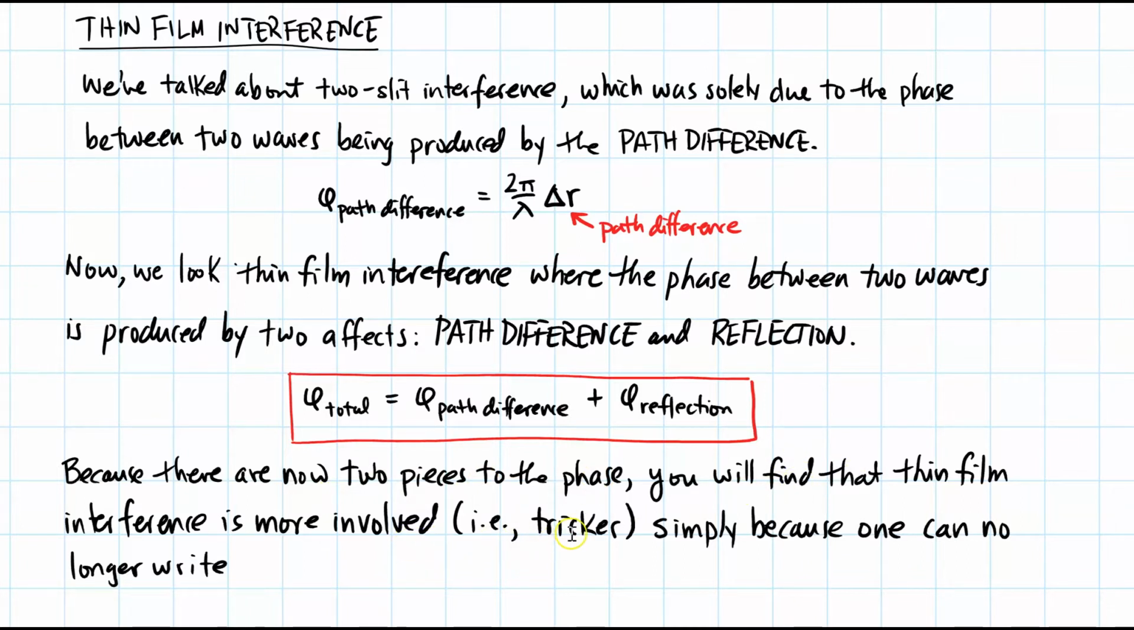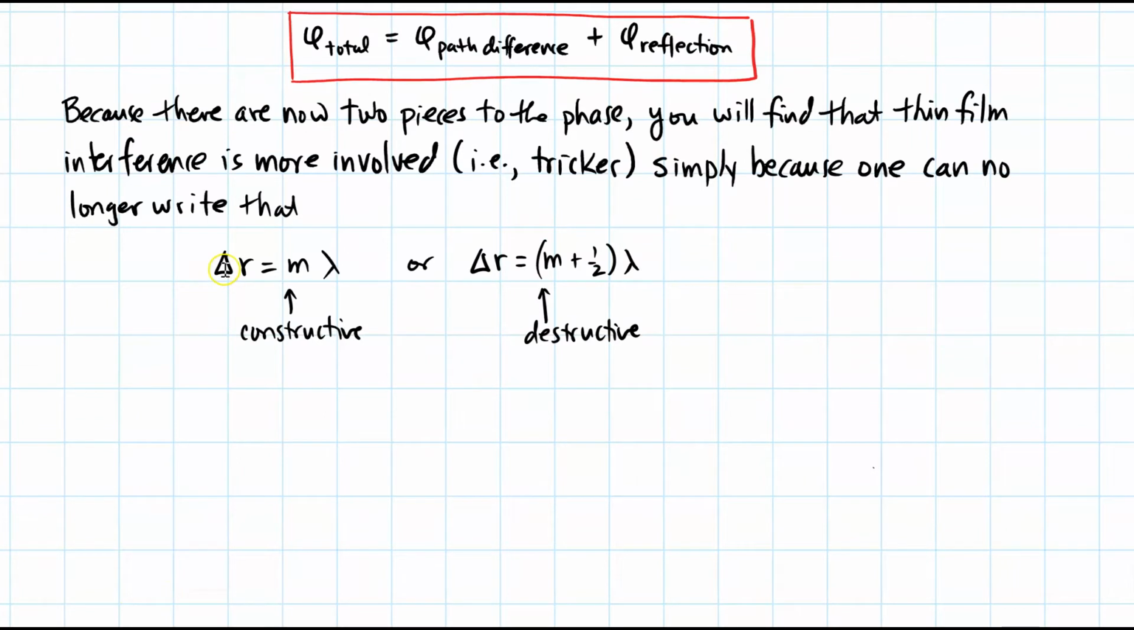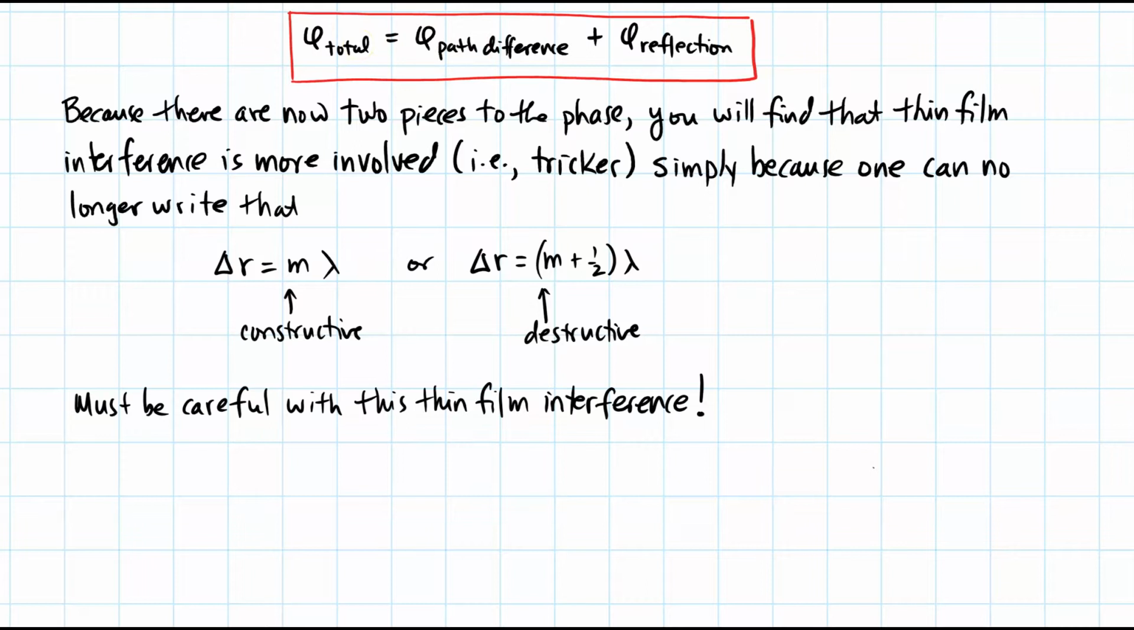In other words, it's trickier simply because one can no longer write that delta r equals m lambda, integral numbers of wavelengths, gives you constructive interference, or that delta r equal to odd half multiples of lambda gives you destructive. That's not possible anymore, because the path difference is only half of the phase. So you must be careful with thin film interference.